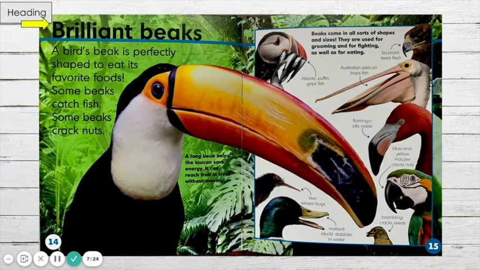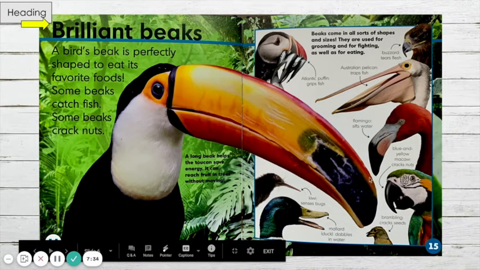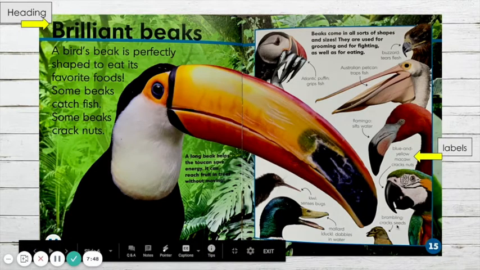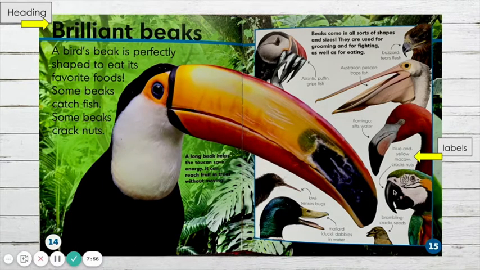That's right. That's our heading, the group of words at the top of the page that tells us what the pages are going to be about. Now, I also noticed over here, there were some words that were attached to the pictures. What do we call those? What are those called? That's right. They're called labels. Do you see the labels? And remember, those labels are attached to a picture, and they give us more information about the picture.